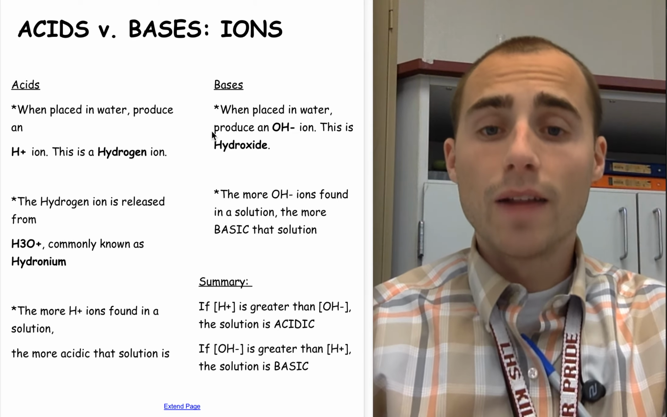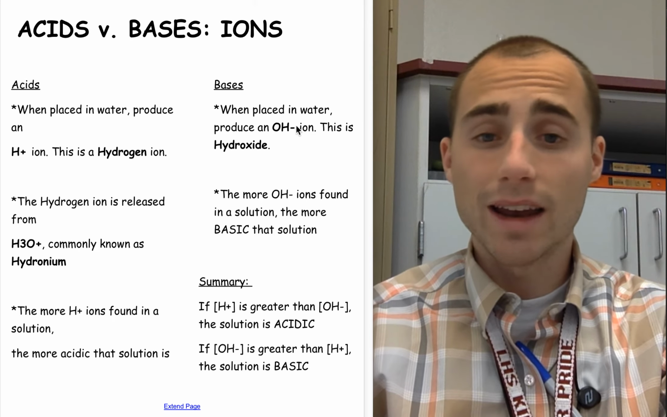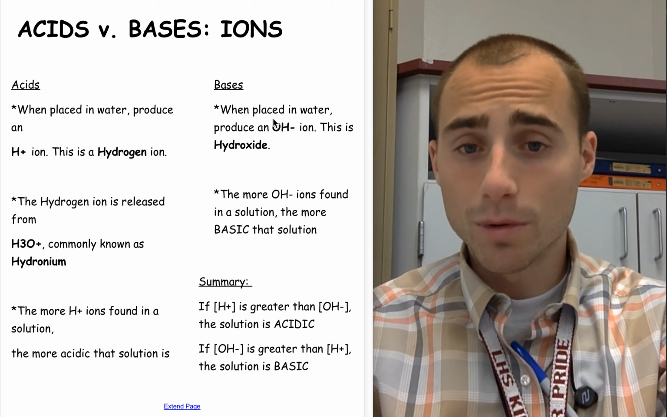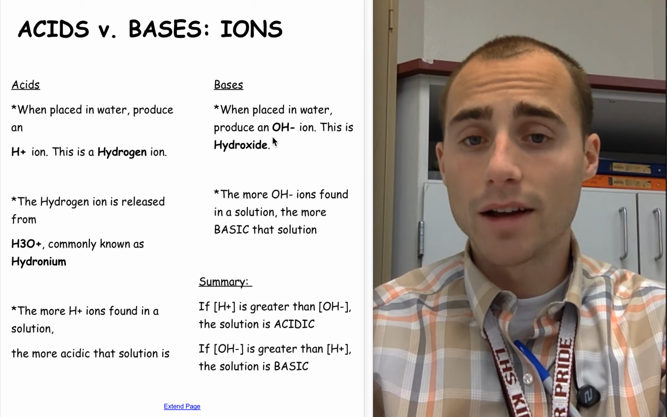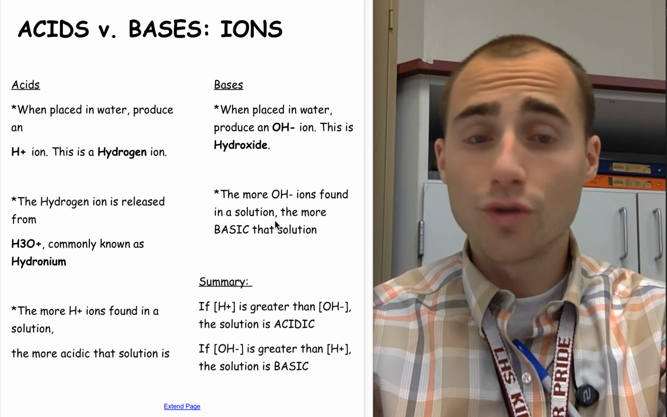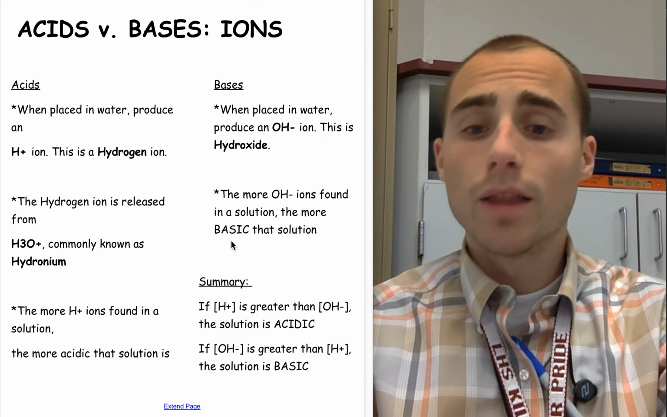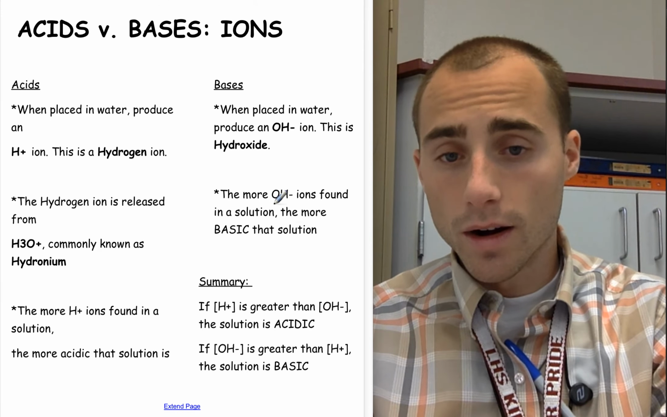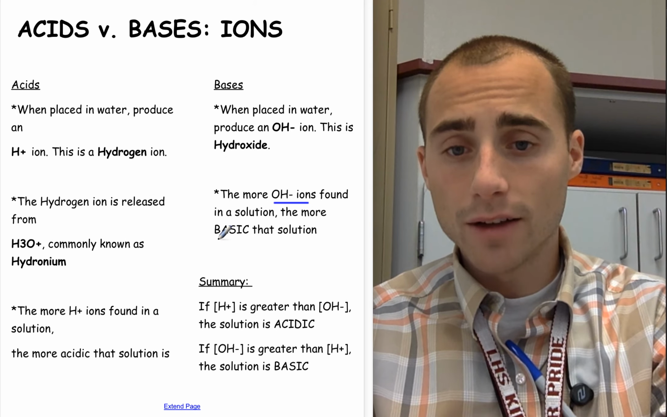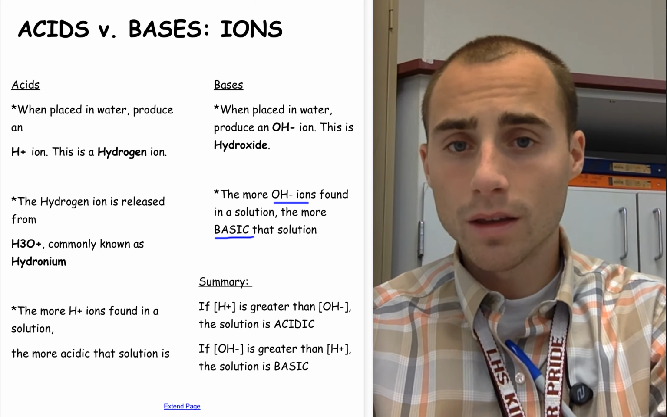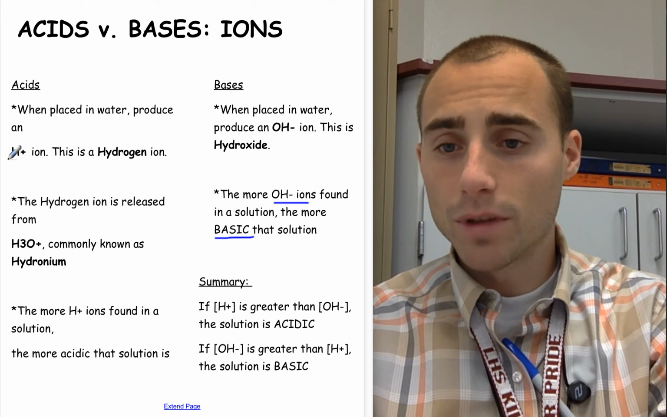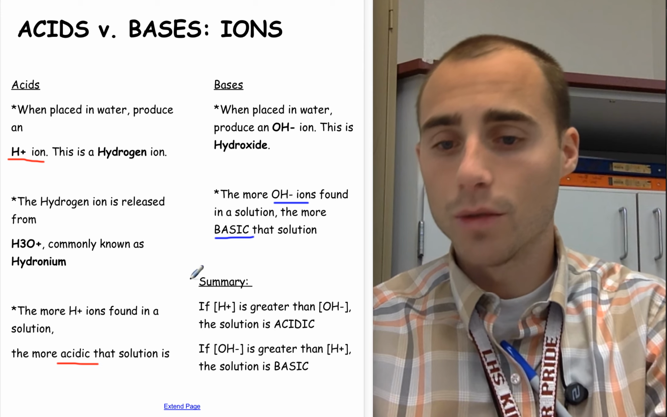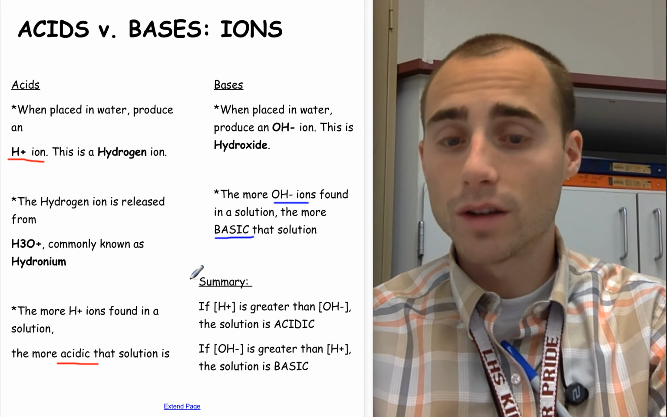Bases, on the other hand, they are going to produce a hydroxide ion. That is OH minus. Anytime a base is placed in water, it's going to produce that hydroxide ion, OH minus. The more hydroxide ions found in a solution, the more basic that solution will be. So the more OH minus ions found, the more basic it will be, and the more H plus ions found, the more acidic it will be. So that's something that you will want to know.